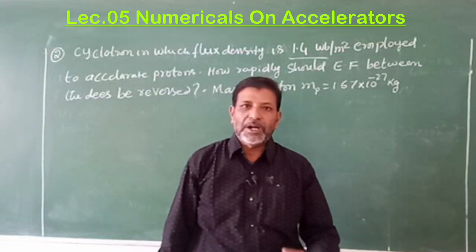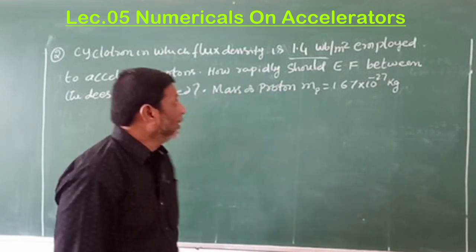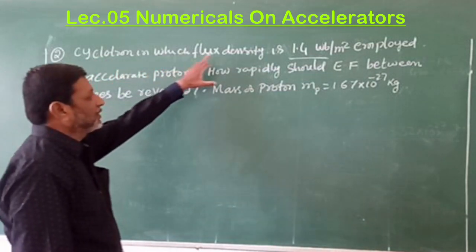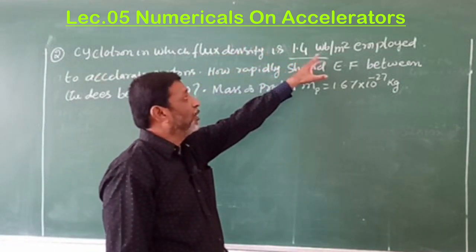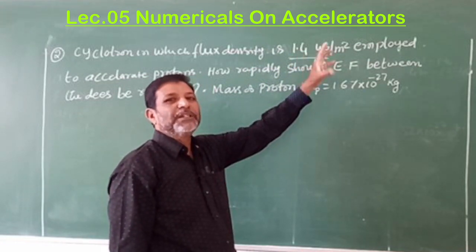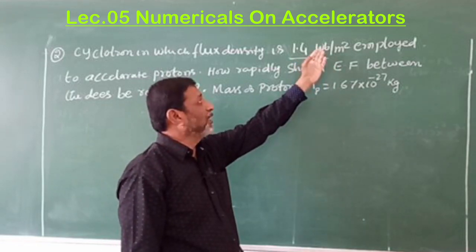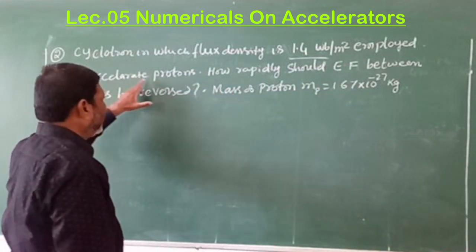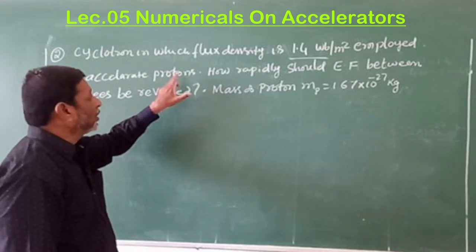My dear students, after completion of the first problem, now come to the second problem. Here it is given that a cyclotron in which flux density, means magnetic field, is 1.4 Webers per meter square. Webers per meter square is also a unit of the magnetic field. See, one more unit is Tesla, or it can also be written as Webers per meter square, employed to accelerate protons. Means here the particle which is accelerated is the proton.